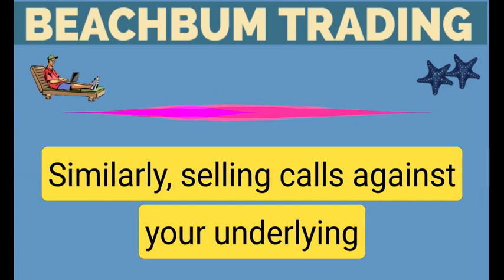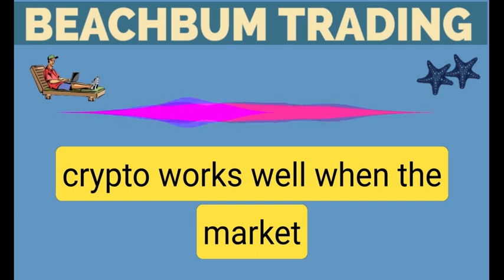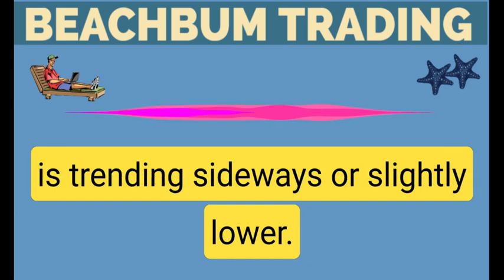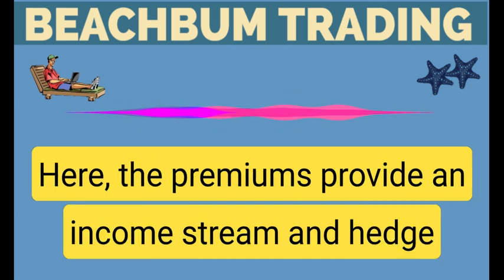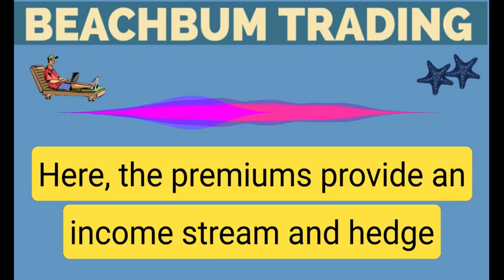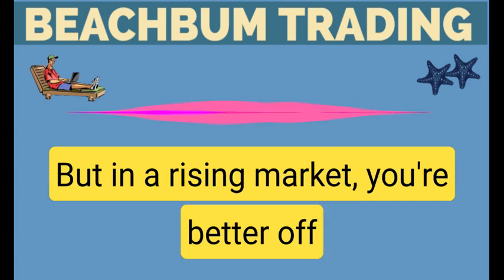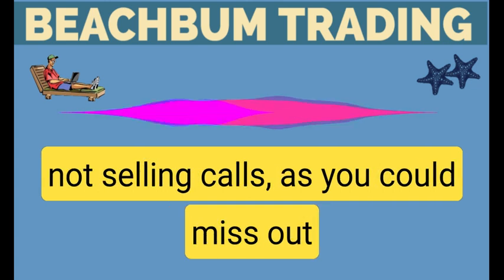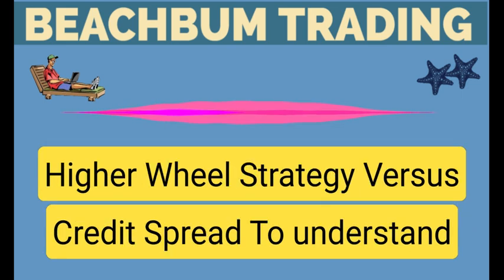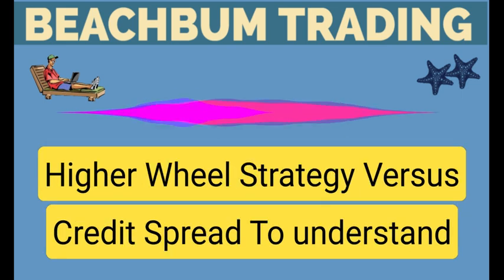Similarly, selling calls against your underlying crypto works well when the market is trending sideways, or slightly lower. Here, the premiums provide an income stream and hedge against minor declines in the underlying crypto asset. But in a rising market, you're better off not selling calls, as you could miss out if your crypto has a bullish run higher. Wheel strategy versus credit spread.